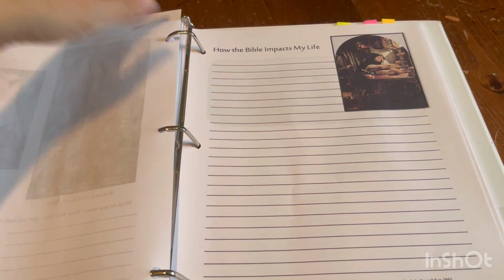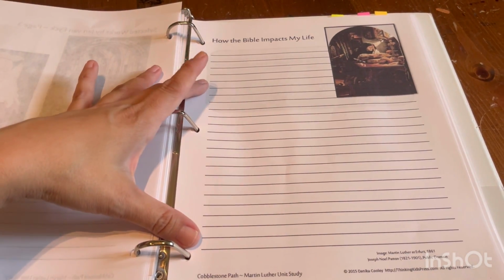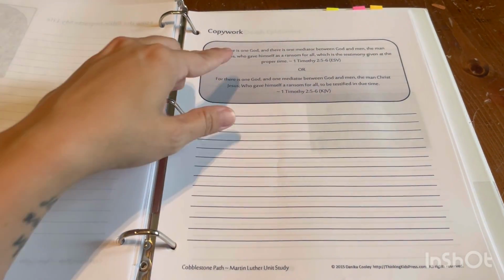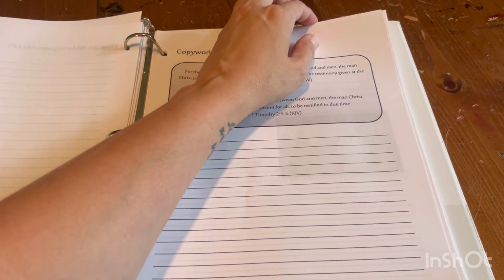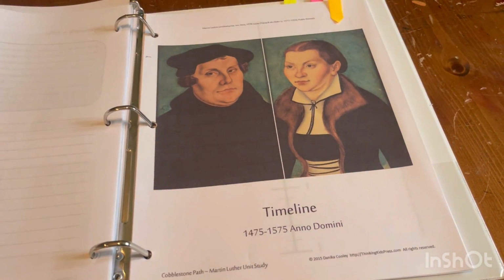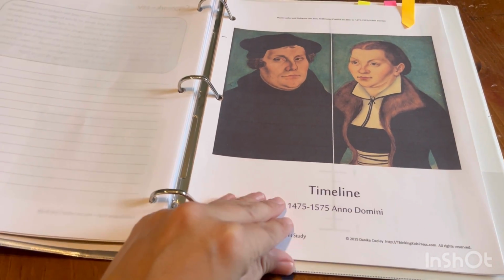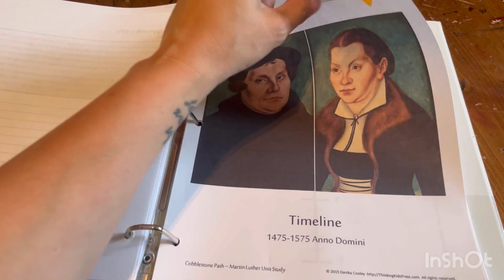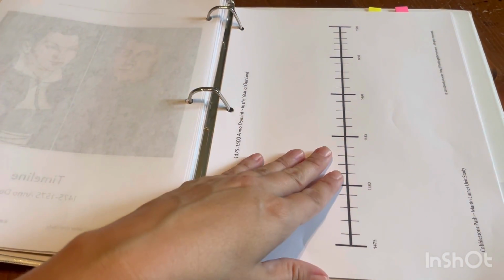And then there is the writing prompt. How does the Bible impact my life is for this week. And then there's copy work for each week, okay? So on top of the weekly notebook pages, there's also a timeline, okay? So each week or each chapter, you will record what's happening on the timeline, okay? So we keep that in our notebooks.